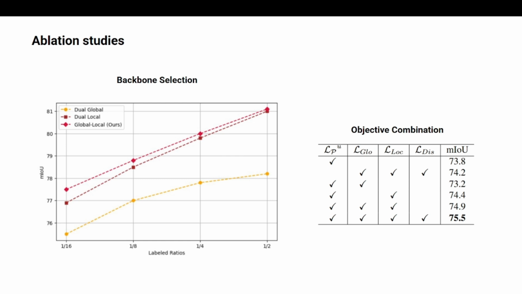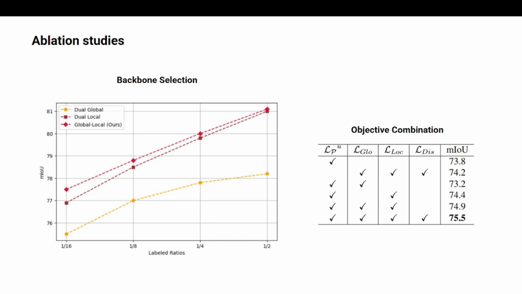The objective combination table assesses how different loss functions contribute to the overall performance. Based on this result, global context gives more gain than local features alone, but when we combine global and local, it gives a better result than either alone. And the discrepancy learning further improves generalization by reducing overfitting to one teacher.